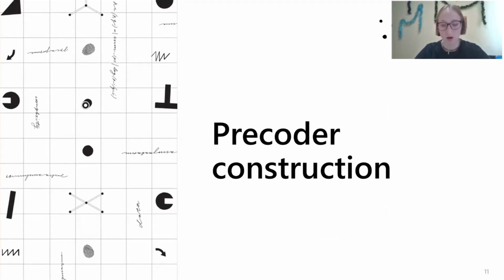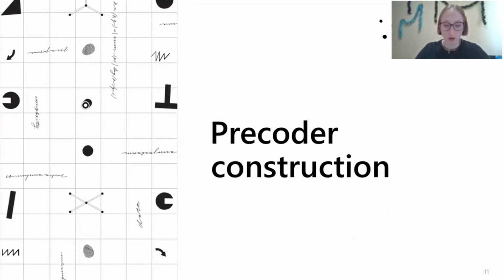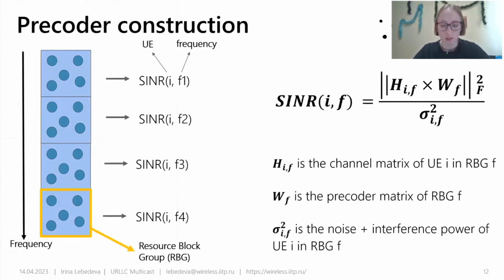Now let me tell you about precoder construction. The precoder selection problem is formulated as follows. For each UE i and RBG f, the base station has an estimation of the channel matrix H sub i f of size 1 times M that is updated based on the periodic SRSs.